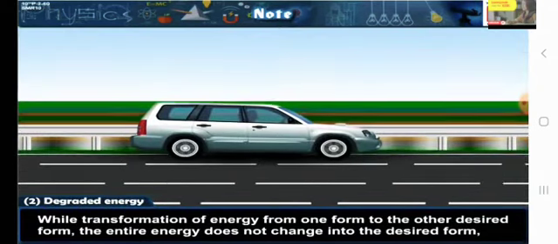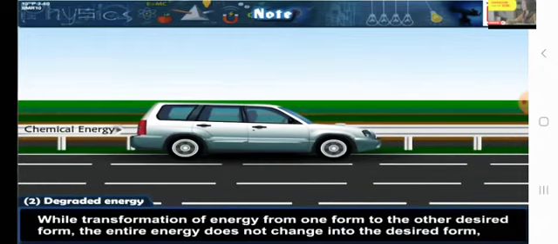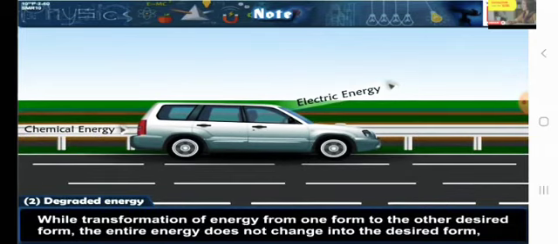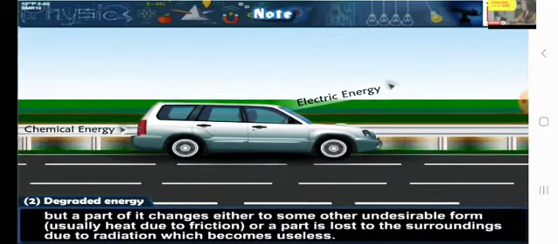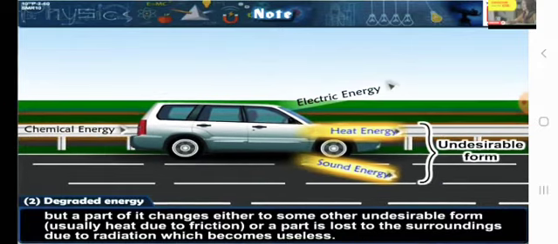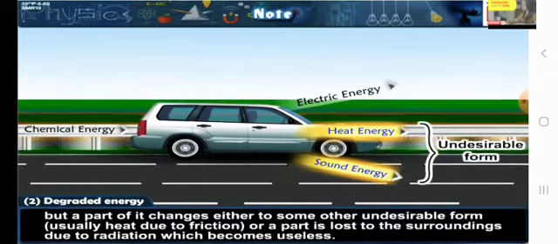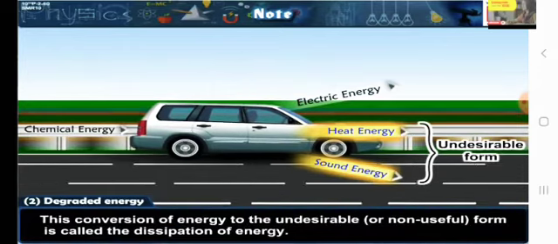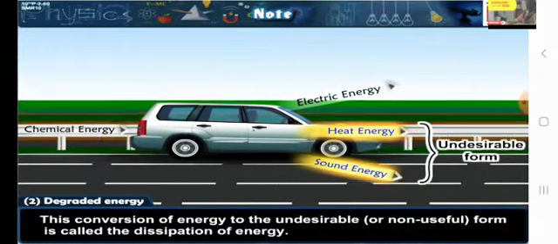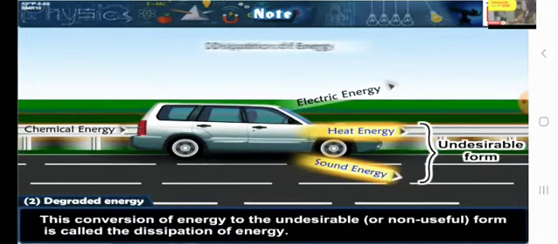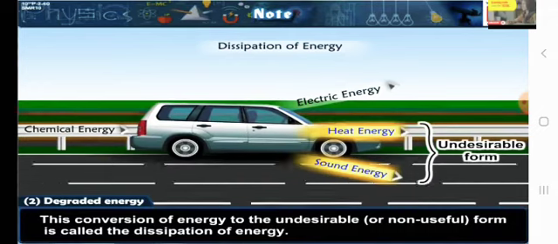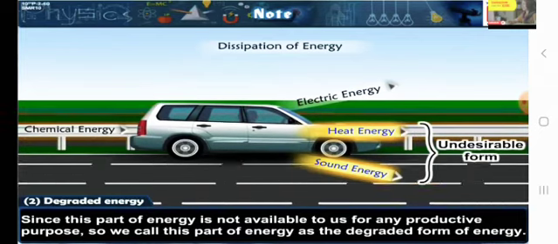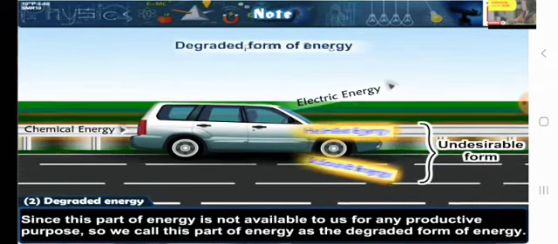2. Degraded energy. While transforming energy from one form to the other desired form, the entire energy does not change into the desired form, but a part of it changes either to some other undesirable form, usually heat due to friction, or a part is lost to the surroundings due to radiation, which becomes useless. This conversion of energy to the undesirable or non-useful form is called the dissipation of energy. Since this part of energy is not available to us for any productive purpose, we call this part of energy the degraded form of energy.